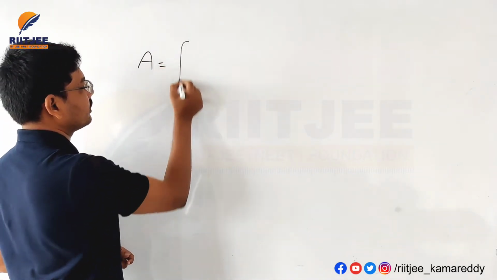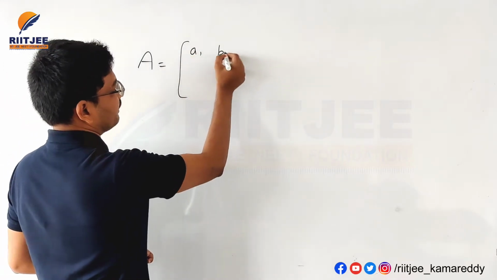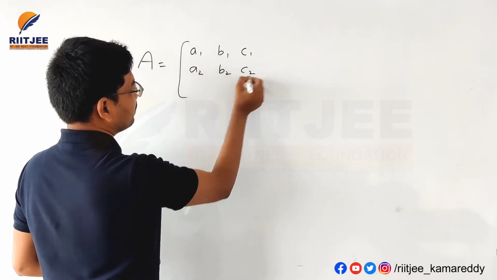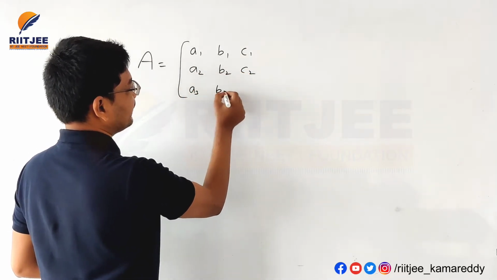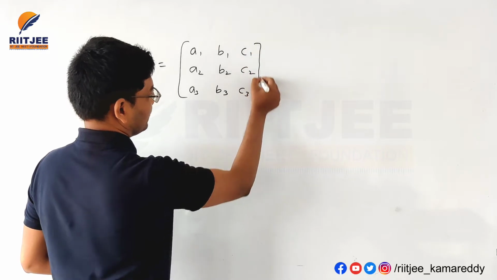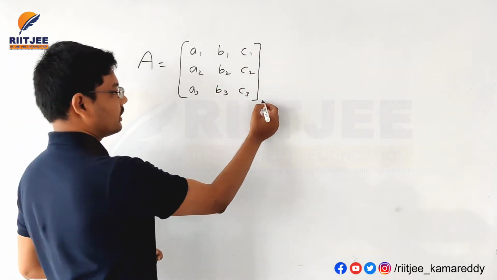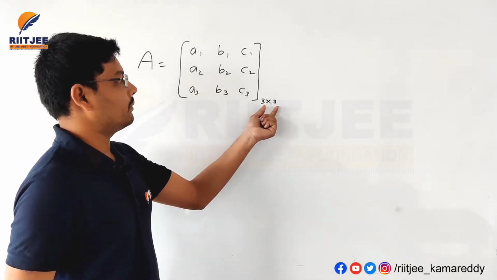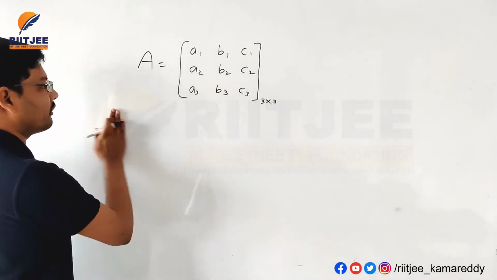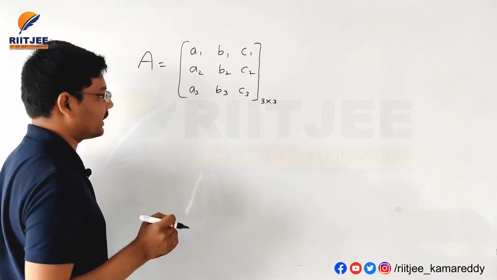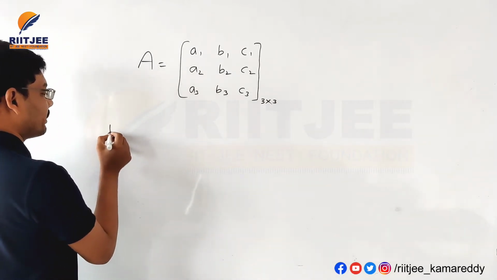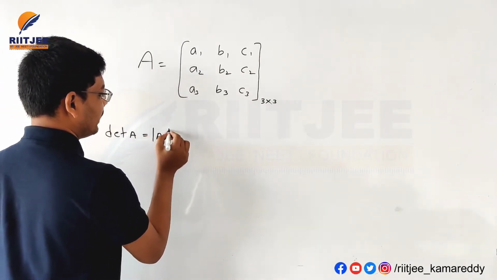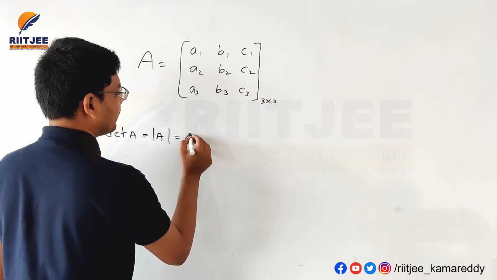A is equal to [a1, b1, c1; a2, b2, c2; a3, b3, c3]. This is the general form of a 3 by 3 order matrix. We can find the determinant only for a square matrix. The determinant is denoted by det A, modulus of A, or delta.